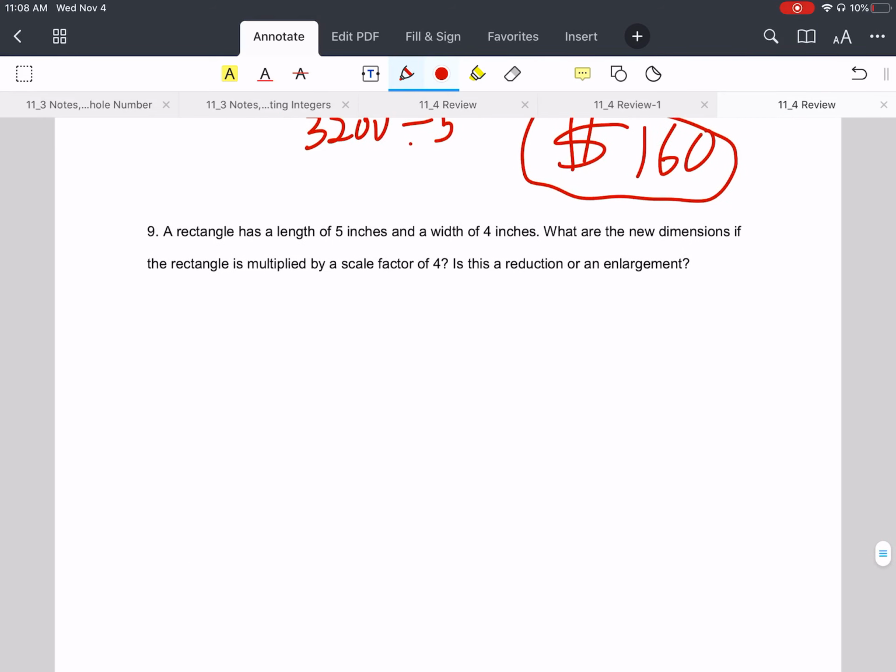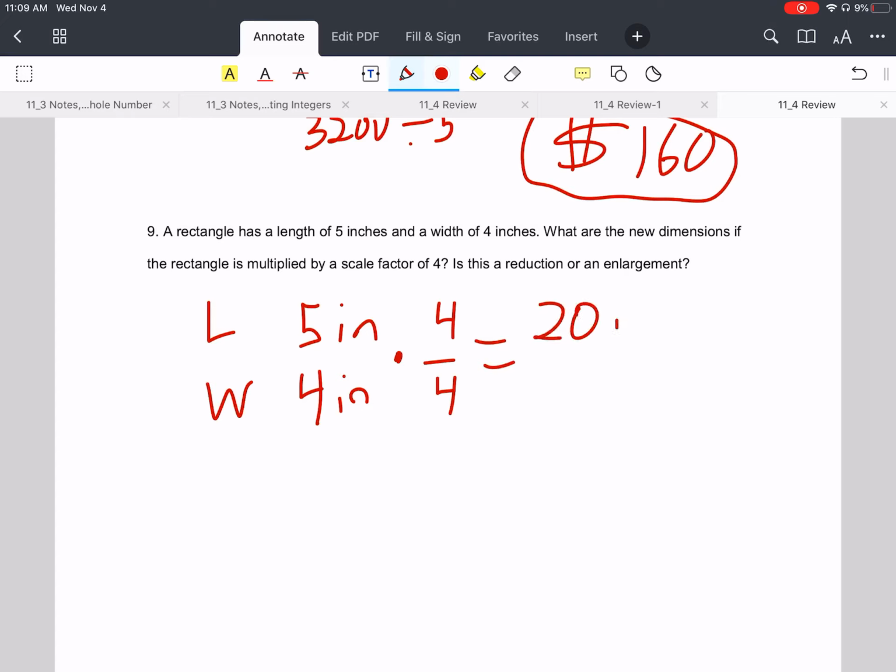Question 9. A rectangle has a length of 5 inches and a width of 4 inches. And it is multiplied by a scale factor of 4. So we're multiplying both of these by 4. 5 inches times 4 equals 20 inches. 4 inches times 4 equals 16 inches. Scale factor is pretty simple.